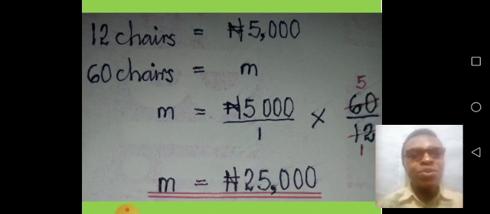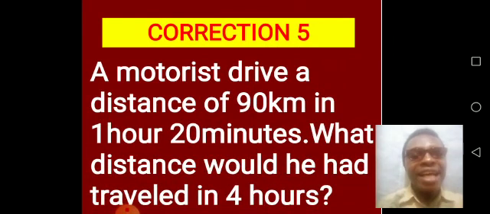And so if I have 12 chairs, I get 5,000 naira. If I want more chairs, that means I will need more money. So few chairs with little money, more chairs with more money, and that is direct proportion. All right, number 5, the last number.